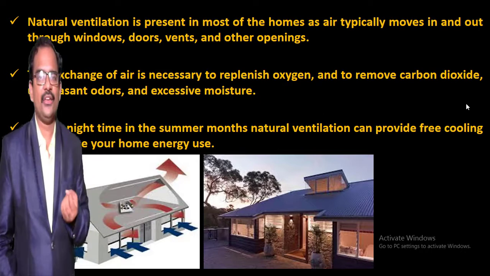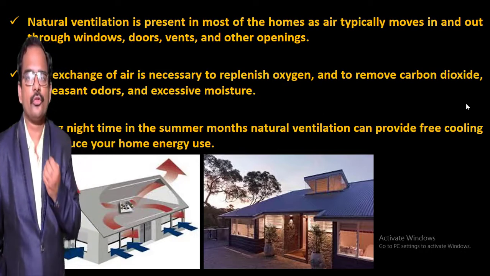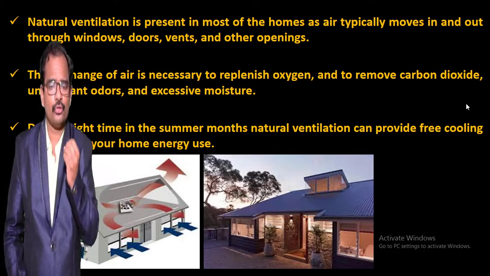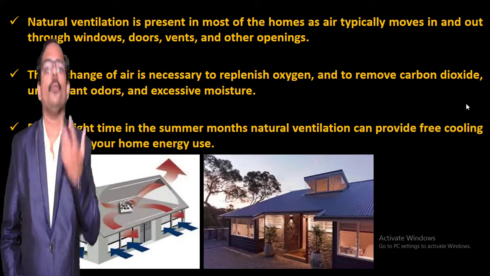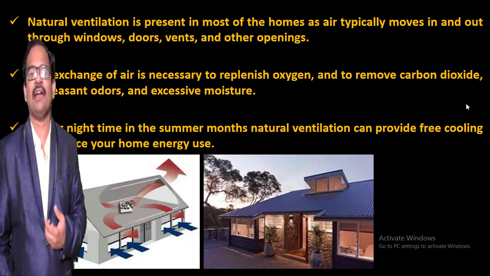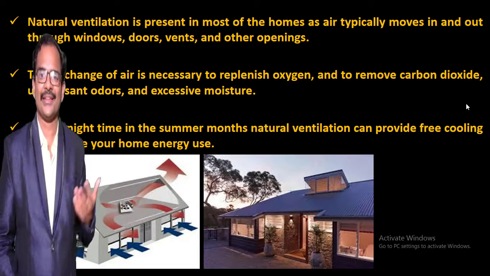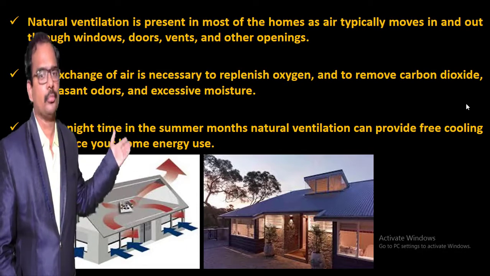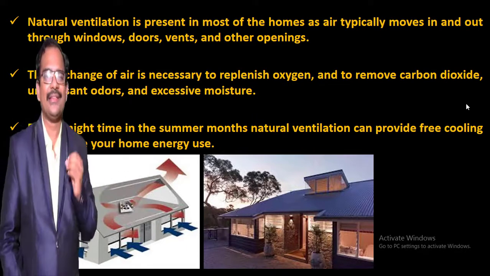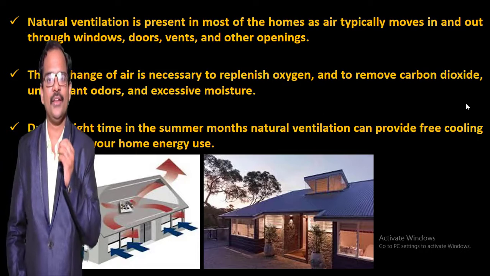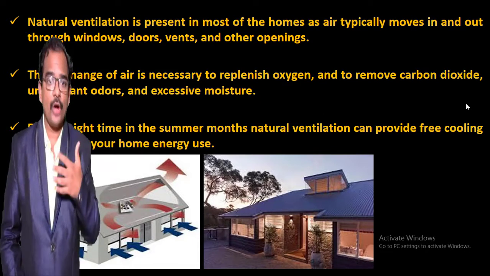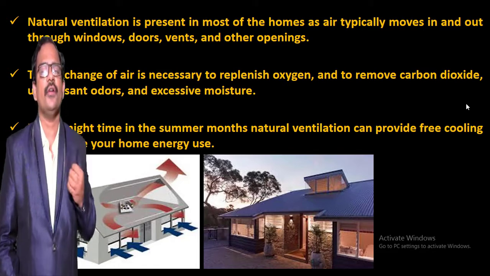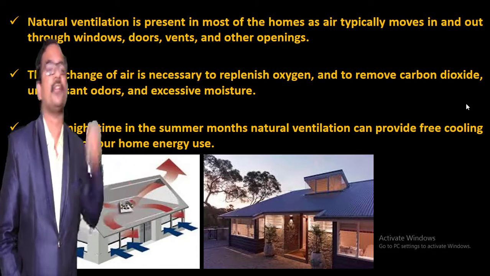Natural ventilation is present in most homes, as air typically moves in and out through windows, doors, vents and other openings. So in our home we will generally have doors, windows, vents and other openings, and through them air will circulate inside the room or a closed space. This exchange of air is necessary to replenish oxygen and to remove carbon dioxide, unpleasant odors as well as excessive moisture from inside the closed space.